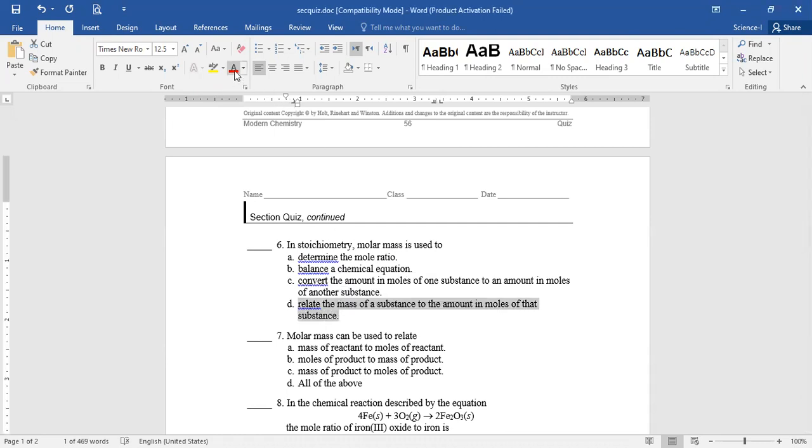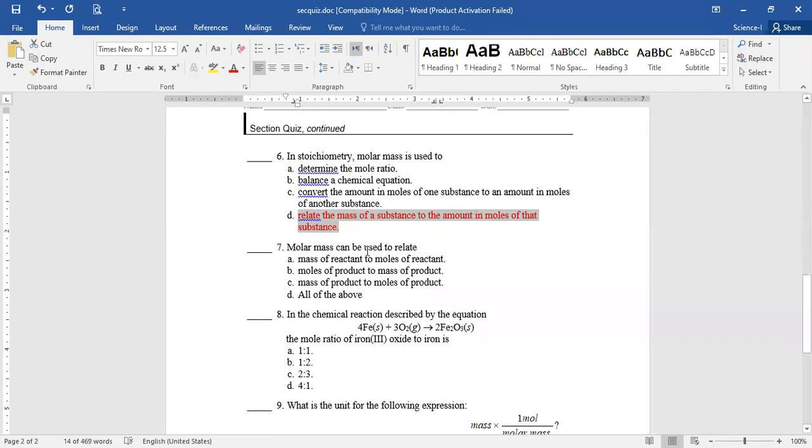Good. Haya, good trial, but here he didn't say molar ratio. The other question was molar ratio. The molar ratio is used to relate the amount of moles of a substance to another substance. But here it talks about molar mass. So that means we're going to convert moles into grams. Okay? Clear, Haya?